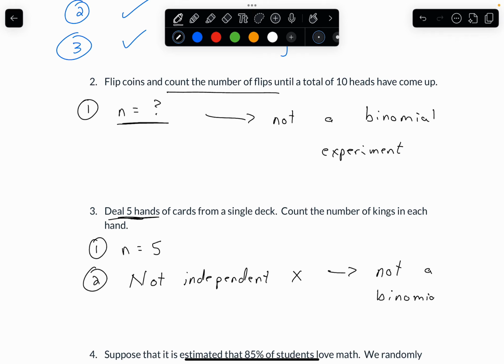Now, I should say it's perhaps a little bit unclear about this question whether we're dealing with replacement or without replacement. If I was going to deal one hand, look at the number of kings, shuffle it back in and do this with replacement, this would actually be a binomial experiment. But I'm going to assume that this is without replacement. If this was with replacement, then it would be a binomial experiment, but without replacement, it will not be a binomial experiment.